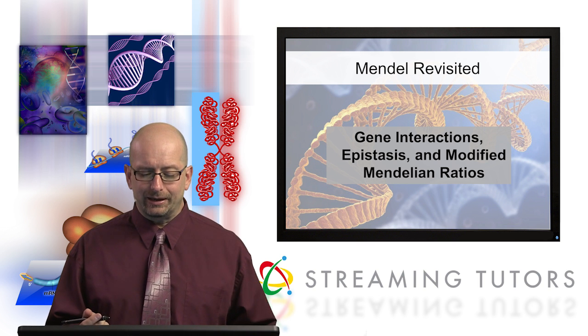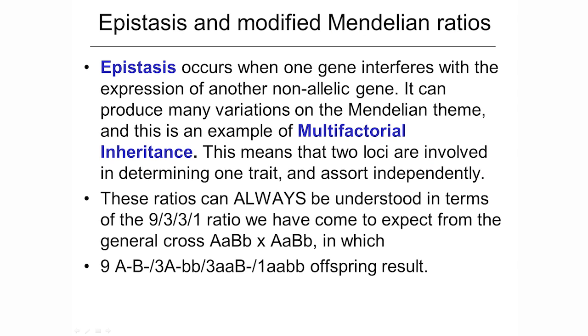So let's take a look at a couple of terms, and it's very important to understand not only the terminology, the name of it, but what we mean by it. A very important term here is called epistasis. And epistasis, it's not the only thing, but it will often lead to these modified Mendelian ratios that we're going to be dealing with in a moment.